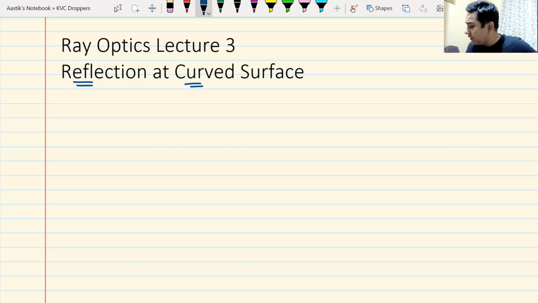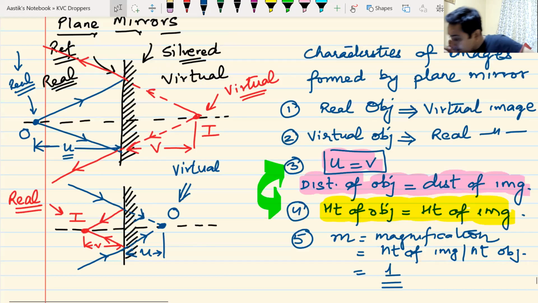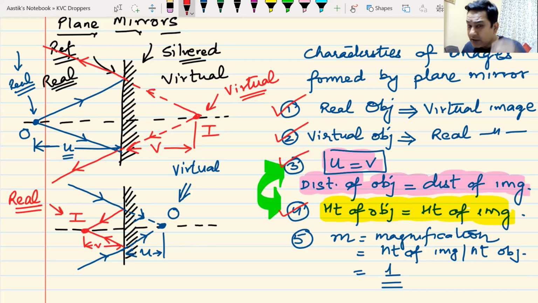Now, I think I have missed one point there, so I'll just add that point to the previous class. This is the sheet for the previous class: characteristics of the image formed by a plane mirror. We have seen that a real object forms a virtual image. The diagram is on your left. A virtual object forms a real image. The distance of the object from the mirror is the same as the distance of the image. Height of the object and height of the image are the same. If I find the ratio of height of the image by height of the object, that is known as magnification. Magnification in this case is 1.